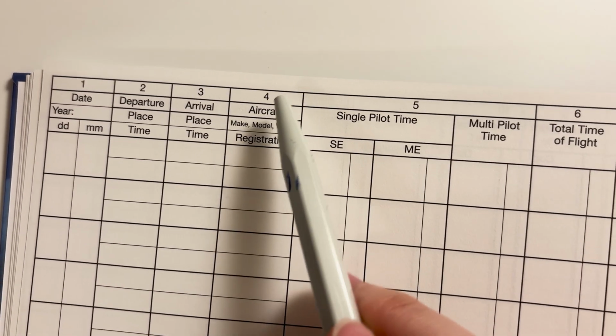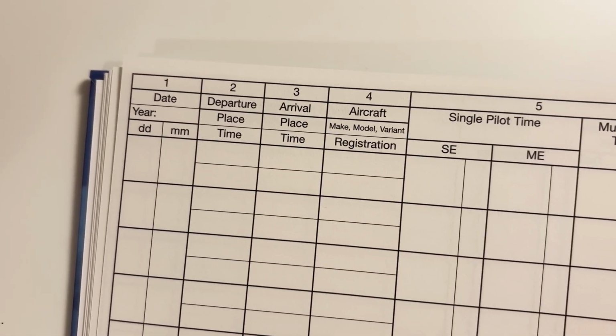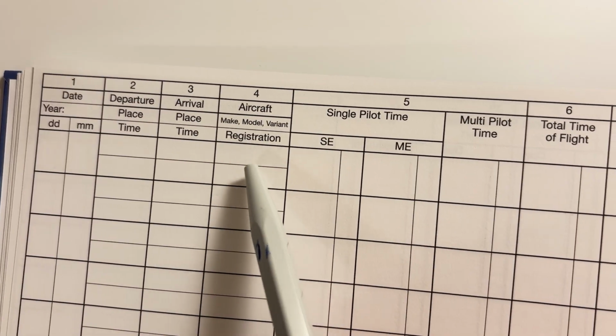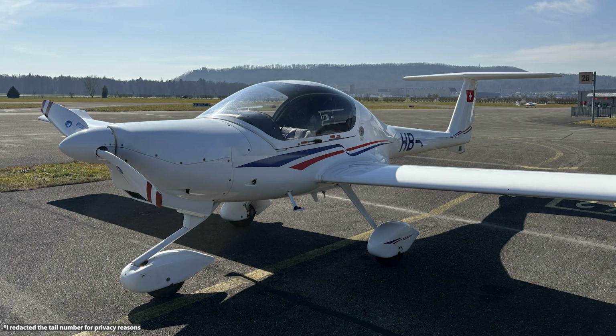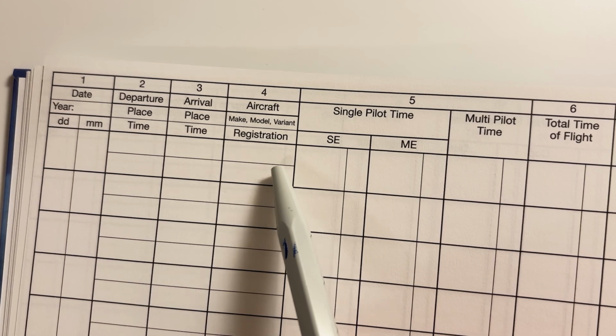Next up, in column 4, we have the aircraft you've flown. Here you first write down what make or model or variant you've flown. In my case, that would be a Diamond Katana, which has the unique identifier Delta Victor 20. I also fly a Piper Warrior with the identifier Papa 28 Alpha. Each aircraft has one of these unique identifiers, which you'll put there. Beneath that, you write down the registration of your aircraft, so we don't just know what type of aircraft you've flown, but also exactly which one.